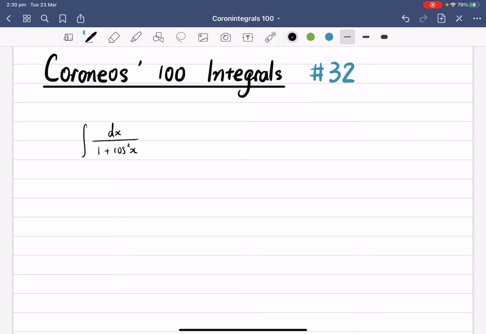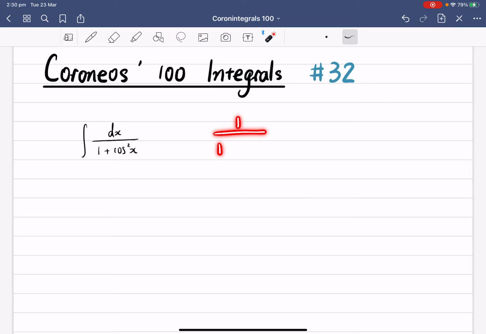Okay, Coroneos 100 integrals, number 32. So we've got this question here: 1 over 1 plus cosine square x. How do we integrate this one? You've got two different ways of doing this question. Eventually you get the same answer at the end.